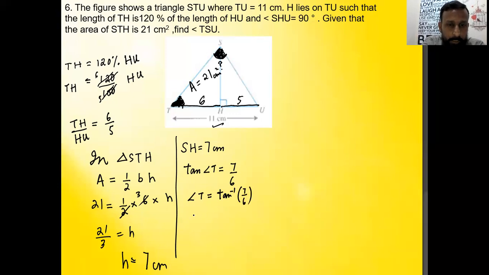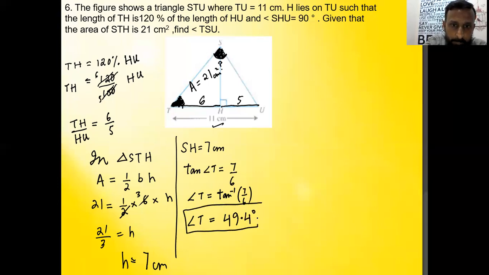Boys and girls, you have your calculator with you. Please use your calculator with me. Shift tangent inverse fraction button 7 upon 6 bracket close. So we have 49.4 degrees. 49.4, we found angle T. Likewise, we can also find angle U.